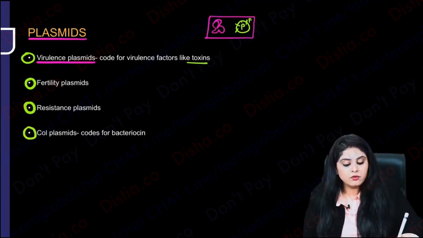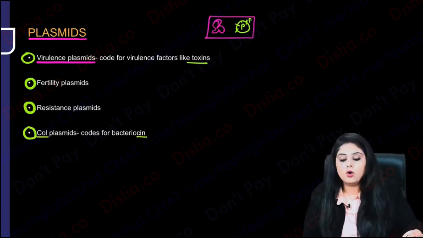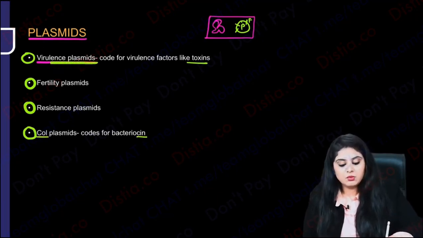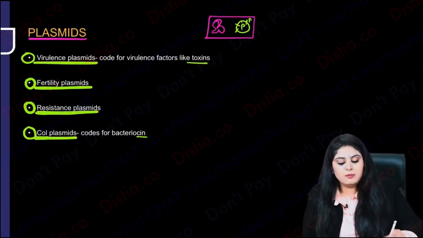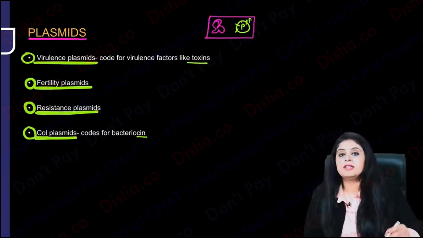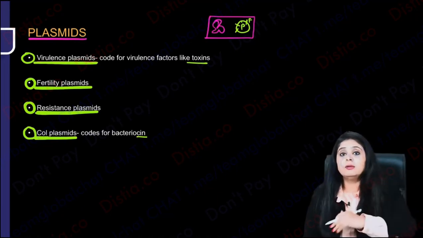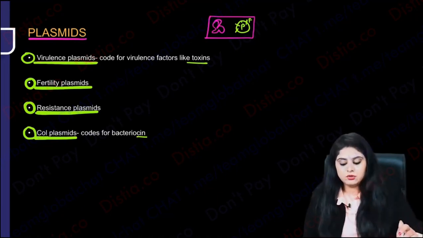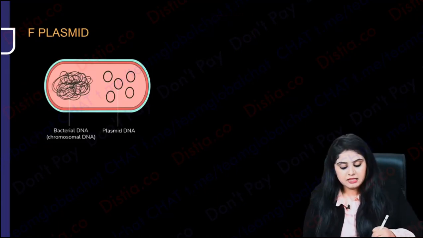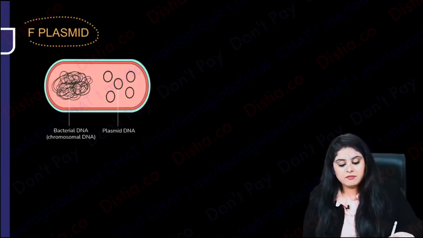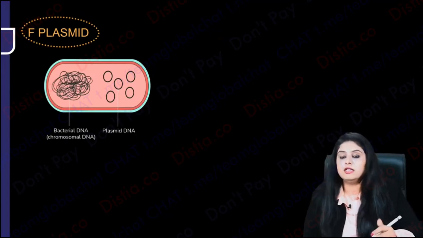Or they can code for bacteriocin. The bacteriocin one is known as the Col plasmid. So remember, there is something known as virulence plasmid, fertility plasmid, resistance plasmid and Col plasmid. So now you will say the plasmid will get transferred, but I will ask you what plasmid are you transferring? My main concern is going to be about the F plasmid. That is what we are going to study now.